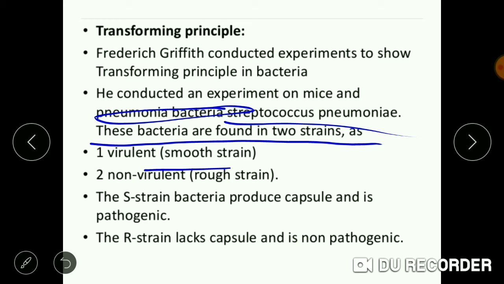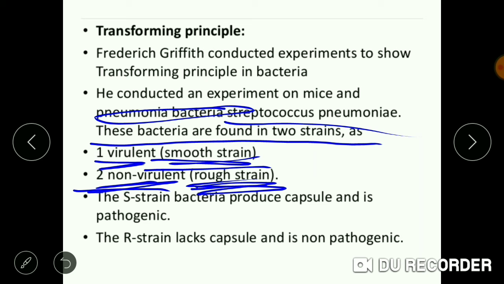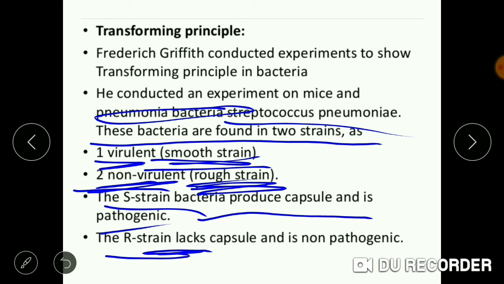Strain 1 is the smooth strain, and strain 2, the non-virulent one, is the rough strain. The smooth strain is the virulent one. The S strain, the smooth strain bacteria, produces the capsule and is pathogenic, while the R strain, the rough strain, lacks capsule and is non-pathogenic.